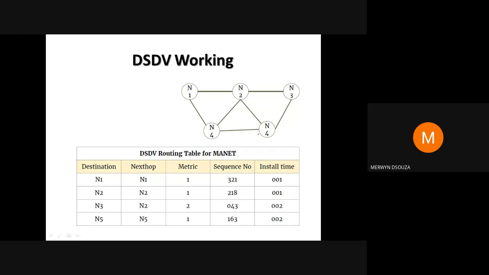Basically, there's one error in this diagram. I'll correct it later. This node here is N5. So there are 5 nodes, assume there are 5 nodes, and this is a MANET. So there's no physical connection. These connections are just shown to you so that you understand which are the direct neighbors. This is not a wired network.